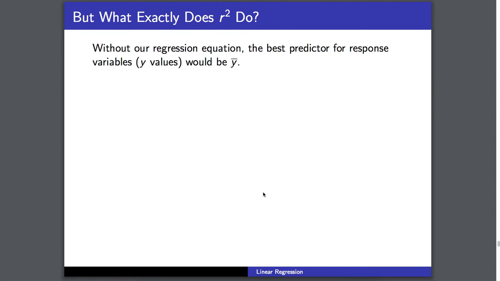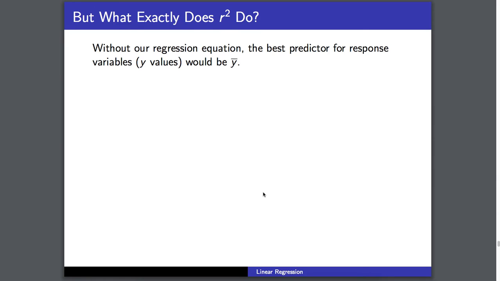So what exactly does it do? I mean, what's the purpose of it all? Why even bother with having an r squared if we have r for our linear correlation coefficient, and we have our regression equation, our linear regression equation, y equals mx plus b? What's the purpose of it all?